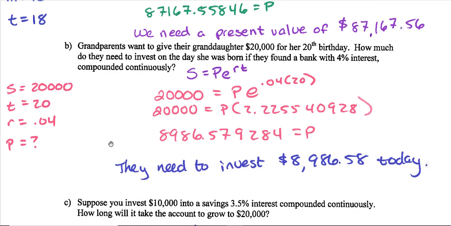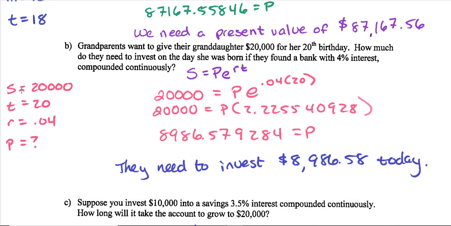Grandparents want to give their granddaughter $20,000 for her 20th birthday. How much do they need to invest on the day she was born if they found a bank with 4% interest compounded continuously? I remind you of the formula for compounding continuously. We refer to this as PERT. Your future value S is equal to P, your present value, times e, that natural base, raised to the interest rate R times time T. So what do we have? We have S, P, R, and T, so I wrote them all out.